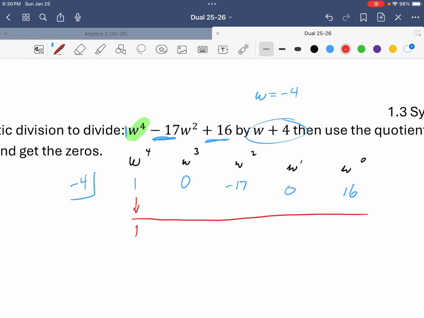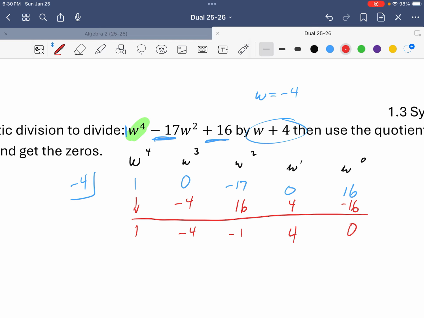Negative 4 times 1, that's negative 4. 0 minus 4 is negative 4. Negative 4 times negative 4 will give me a positive 16. Negative 17 plus 16, negative 1. Negative 1 times negative 4, that's a positive 4. 0 plus 4 is 4. 4 times negative 4, negative 16. And that will give me a 0.